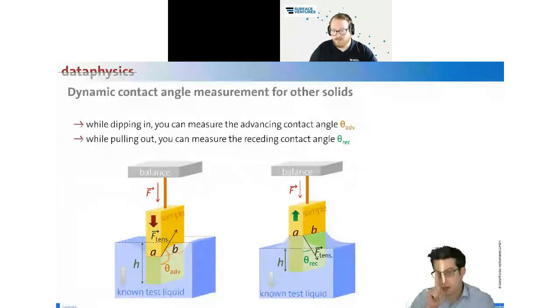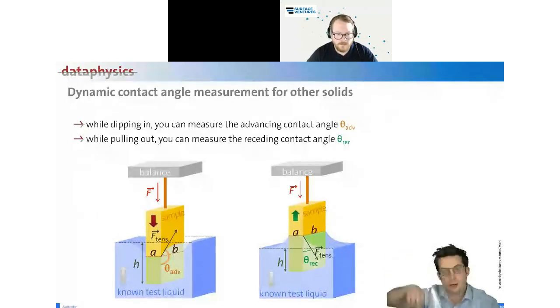If I put a known solid into my tensiometer here and I lower it into a liquid and pull it out, then I can learn something about the liquid. But I can also do it the other way around. I can use a known liquid, like water, for example. Then I dip in an unknown solid surface, and then I can learn something about the solid surface. Okay? So this is possible vice versa.